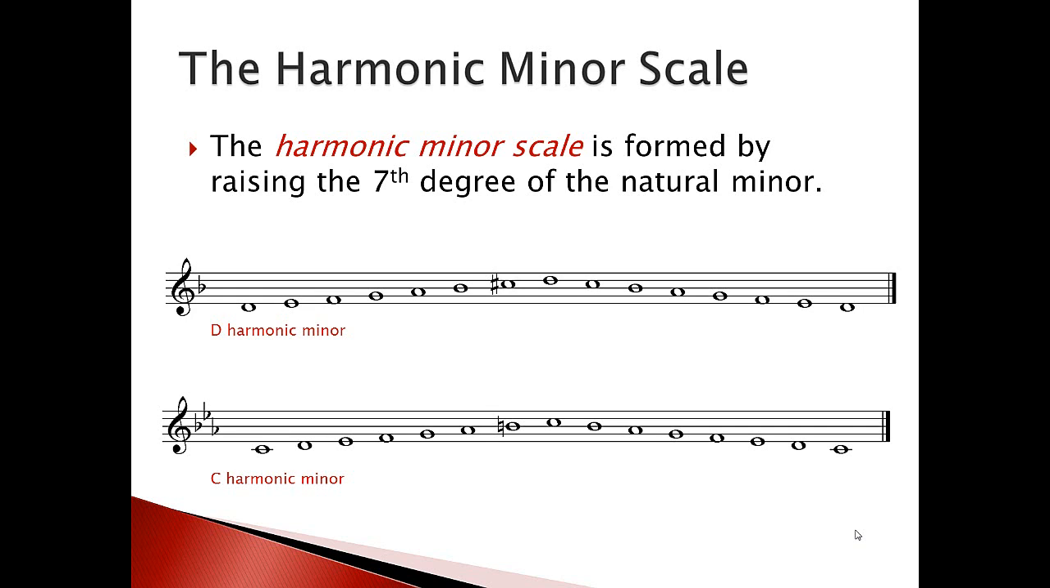The difference with this is the 7th degree of the natural minor scale is raised. So any natural minor scale can be made harmonic by raising the 7th degree. The 7th degree of D minor is C, and we raise it to C sharp. Let me play it for you.